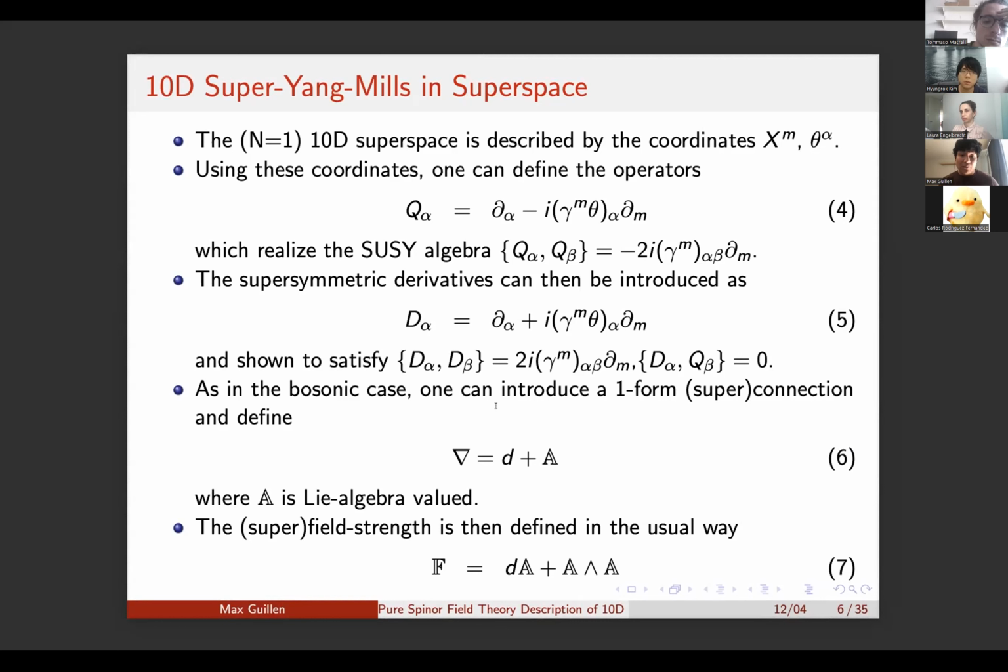And now, as we do in the bosonic case, I will introduce a one-form supergauge connection. So the supercovariant derivative will be defined as in equation 6. This is the exterior derivative plus the supergauge connection here. A is a Lie algebra valued superfield.